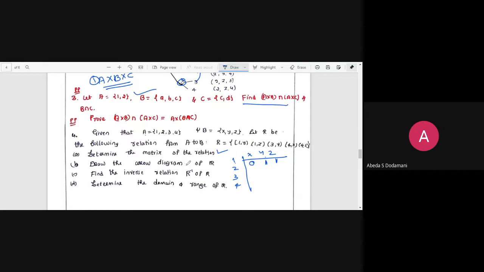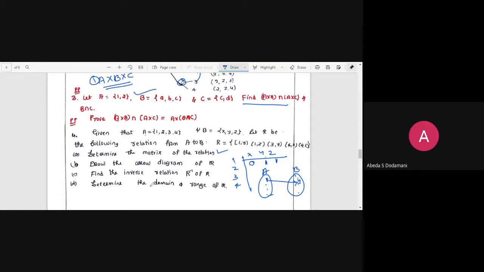Arrow diagram means how do you do it? You will take these two sets, A and B, and write all the elements of A here and all the elements of B here. If suppose 1 is there and Y is there, you connect 1 to Y using an arrow mark. Like this, you will see all possible relations. Are you recalling? Yes, ma'am.